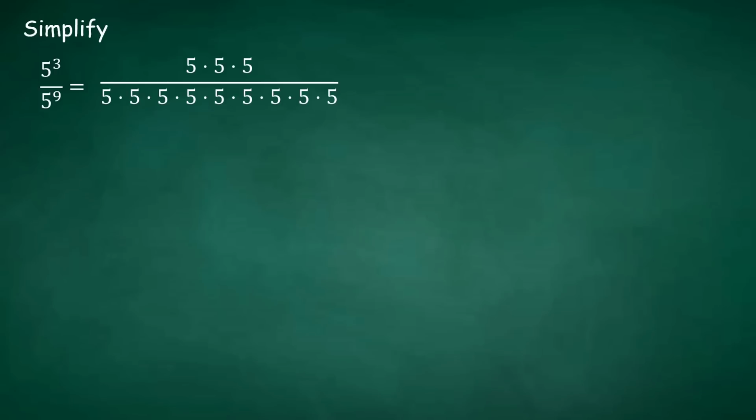We notice that there are 3 copies of 5 in the numerator and 9 copies of 5 in the denominator. So we can cancel the 3 copies of 5 in the numerator against 3 copies of 5 in the denominator. The remaining is 1 in the numerator and 6 copies of 5 in the denominator, because we cancelled the others out. The six 5s become 5 raised to the power of 6. So the final answer is 1 over 5 raised to the power of 6.